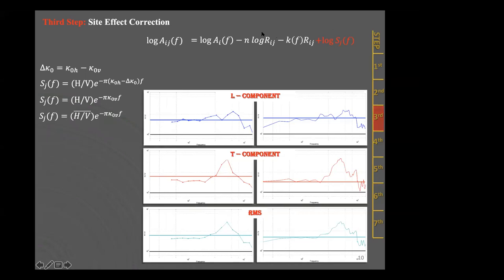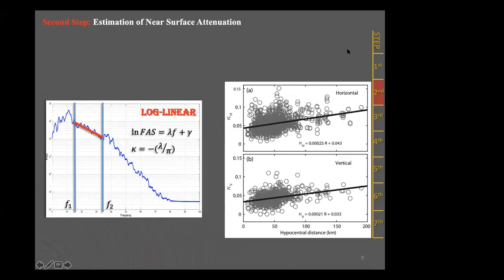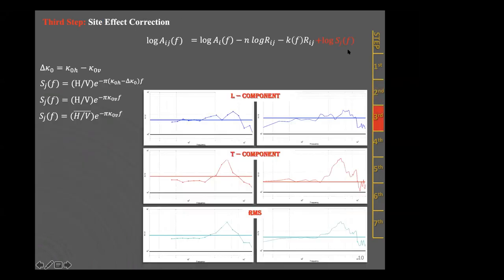And we can say that, okay, the site effect is composed of two parts. One is the site amplification, and the other is the near surface attenuation or kappa. So kappa that we already estimated here is combined with site amplification. And when you combine them together, you will get the site effect term over here.